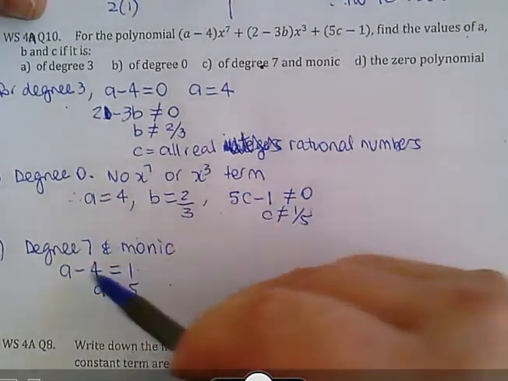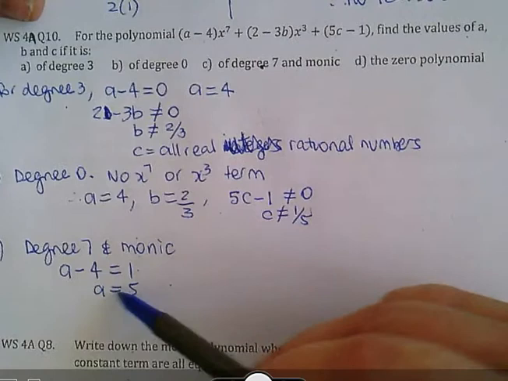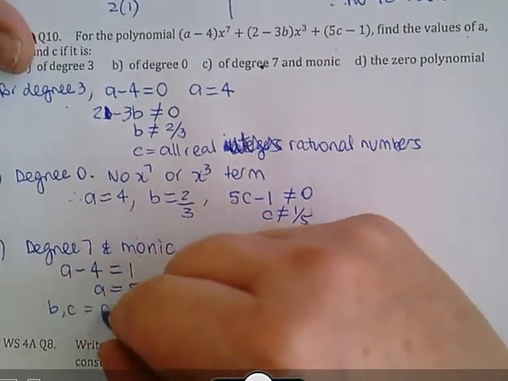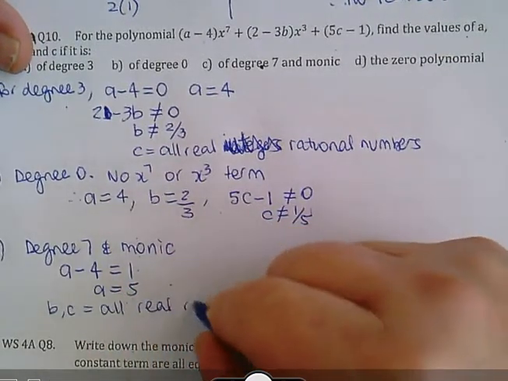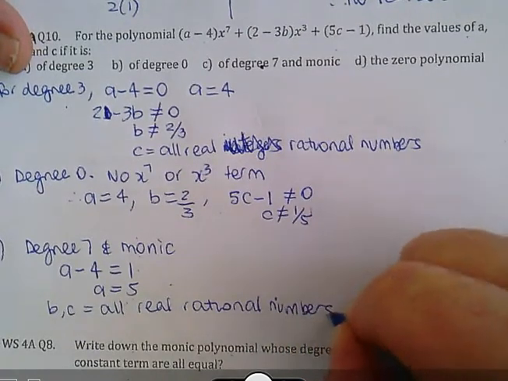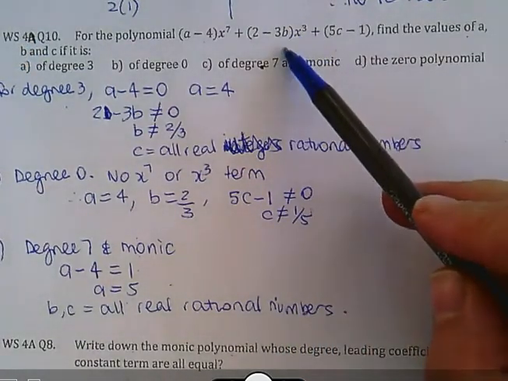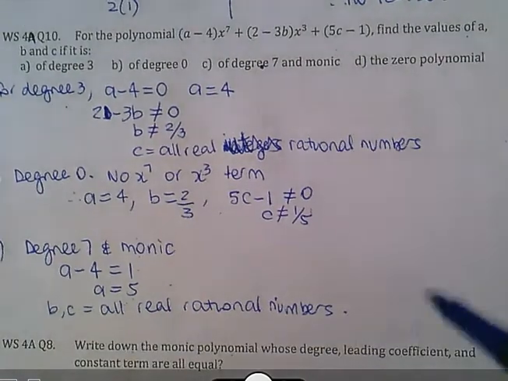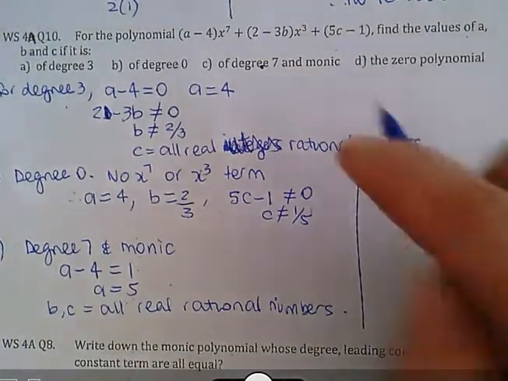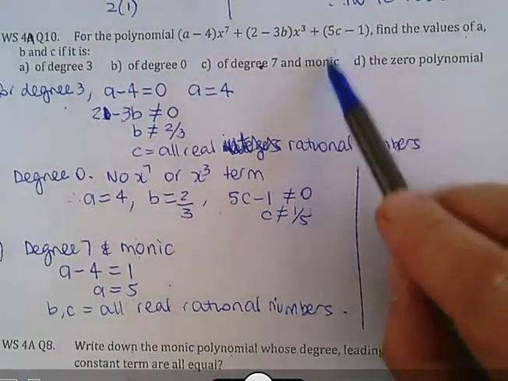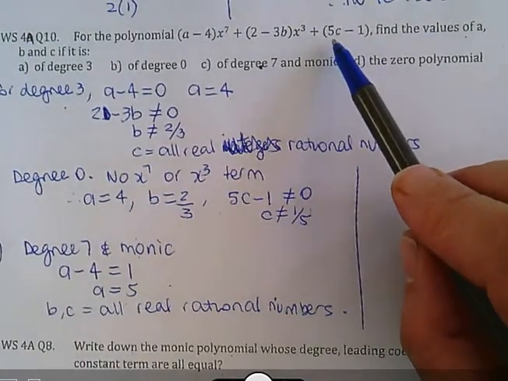So if you want degree 7 and monic, A minus 4 has to be 1. In other words, A has to be 5. B and C are equal to all rational numbers. They can be fractions. For example, you could have 2/3 for B, which gives you 2 minus 0, which is 2, the coefficient of x cubed. The coefficient itself will more than likely be a whole number, but the B and the C bits have to be fractions for some of them.